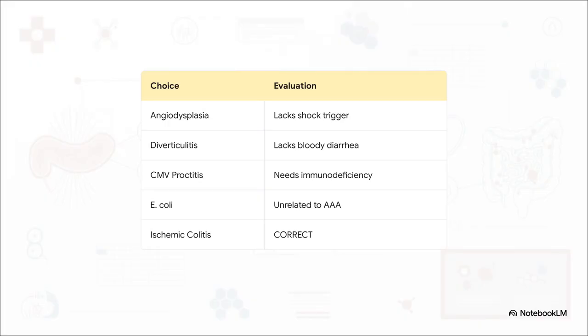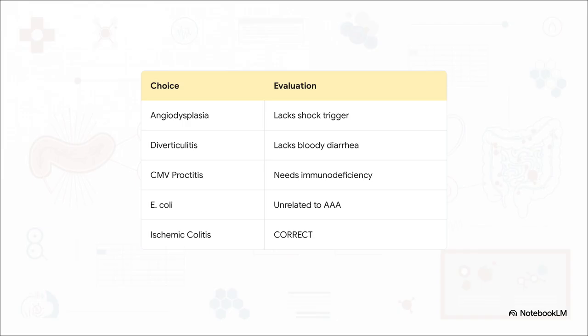Ischemic colitis is unequivocally correct here. The ruptured AAA and the subsequent surgery dictate a massive hypotensive shock event that leads directly to a watershed injury in the left colon. Angiodysplasia is incorrect. Sure, it causes bleeding in the elderly, but it completely lacks that acute hemodynamic shock trigger. Diverticulitis is incorrect. It presents with LLQ pain and fever, but it typically doesn't cause profuse, rapid bloody diarrhea.